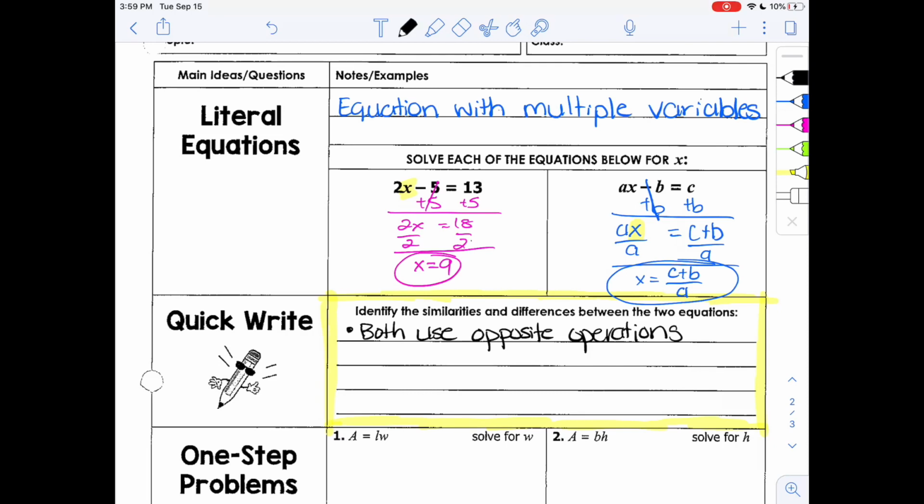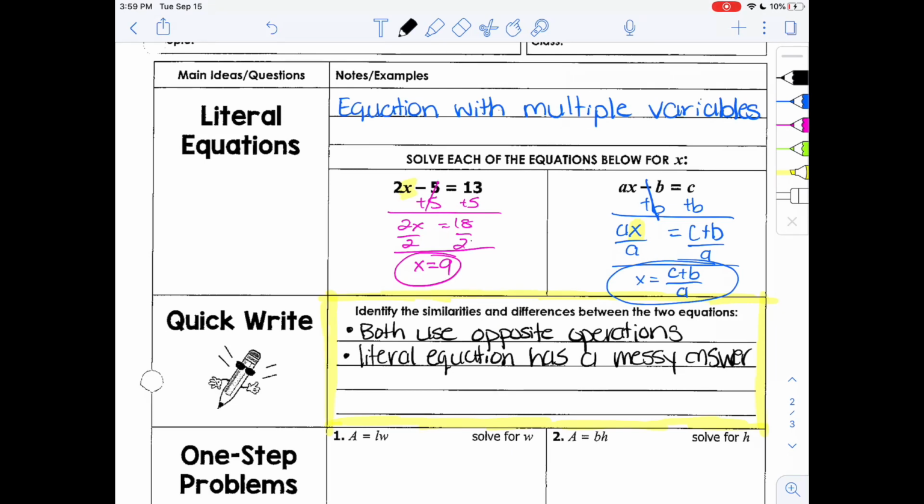Something else you may have noticed is that the literal equation doesn't simplify nicely, and that's because there's multiple variables. So you may have noticed that the literal equation has a messy answer. But all we're doing when we are solving literal equations is moving our variables around. And we do this so that when we apply this equation, it's a lot easier to work with later on.